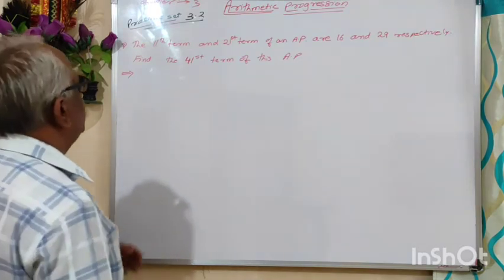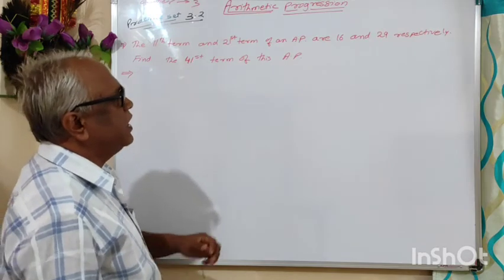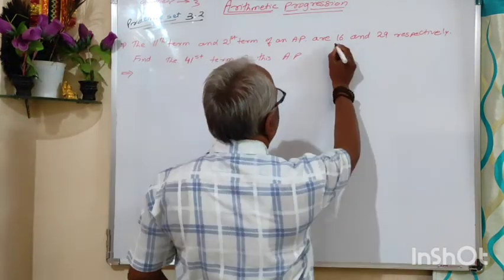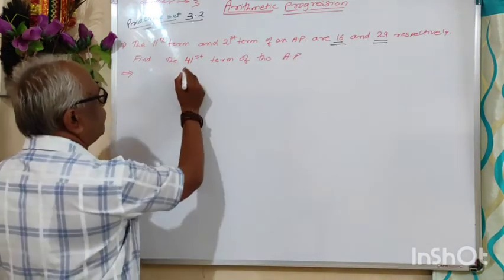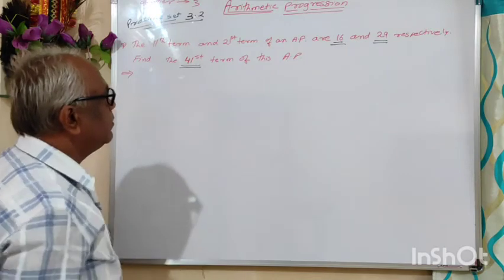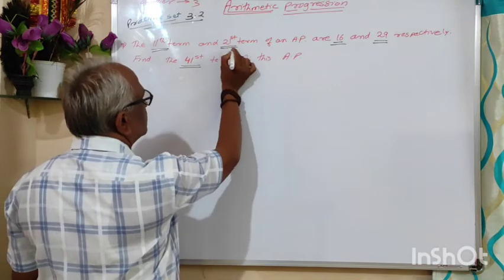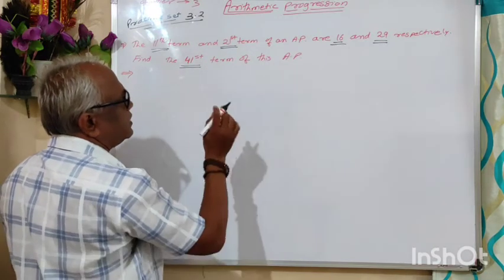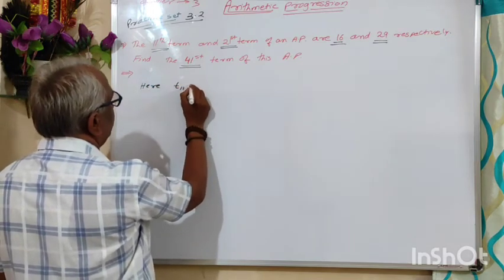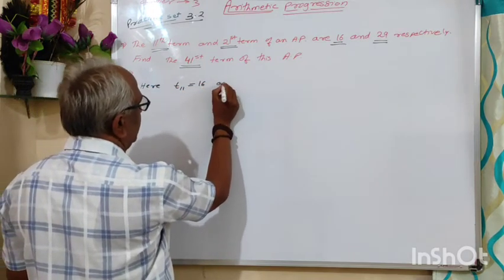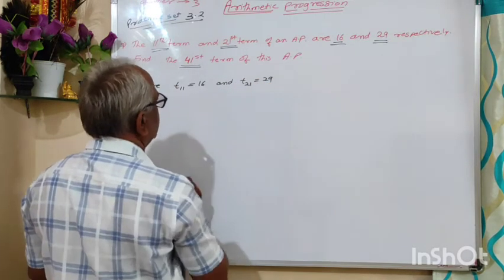Now the 7th example: the 11th term and the 21st term of an arithmetic progression are 16 and 29 respectively. Then find the 41st term of the arithmetic progression. Here the 11th and 21st terms are given. So T11 is equal to 16 and T21 is equal to 29.